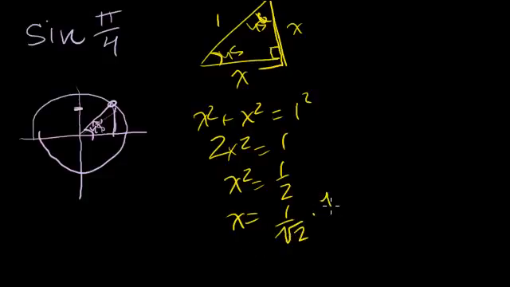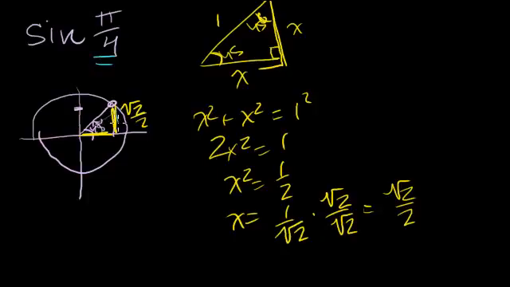I can put that in rational form by multiplying that by the square root of 2 over 2, and I get x is equal to the square root of 2 over 2. So the height here is square root of 2 over 2. And if you wanted to know this distance too, it would also be the same thing. But we just cared about the height, because the sine of this is just this height right here, the y-coordinate. And we got that as the square root of 2 over 2. This is all review.